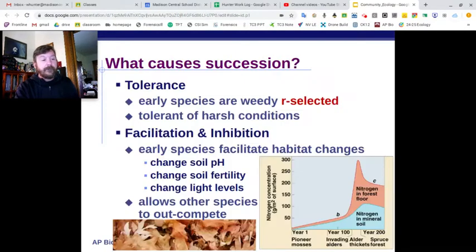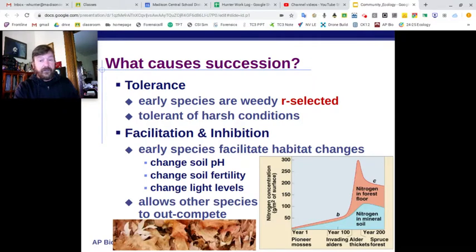All right. So succession happens because of a few different reasons. Number one, and we've talked about this before, we talked a little bit about R-selected and K-selected species. The early species are R-selected. They grow fast. They seed and grow really quickly. Low grass can go through several generations in a summer. They're tolerant of harsh conditions, so they can grow in places where the soil isn't great.